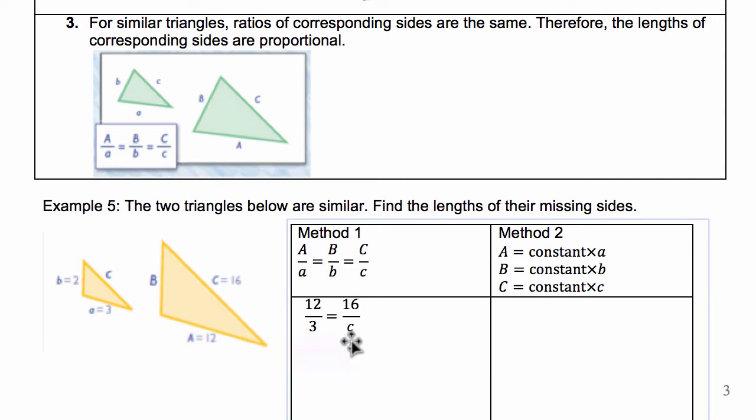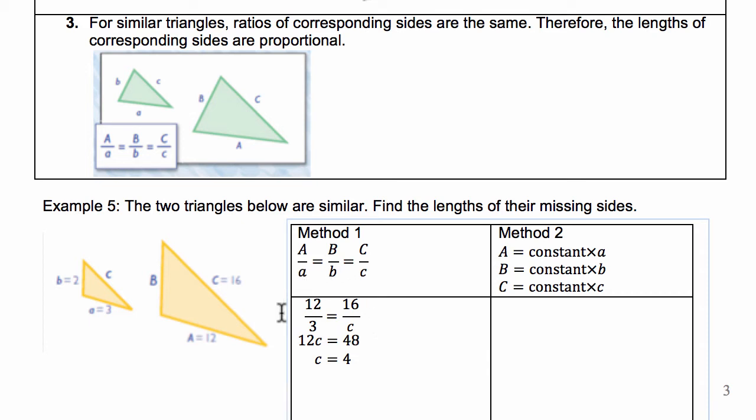Now that we have set up an equation, we can solve it to find c. Since this equation is of the form fraction equals fraction, we can cross-multiply to get rid of the fractions. We get 12c equals 16 times 3, which is 48. Now let's divide both sides by 12. Dividing by 12 undoes the multiplication by 12 on the left. On the right, 48 divided by 12 equals 4. So little c equals 4 units.